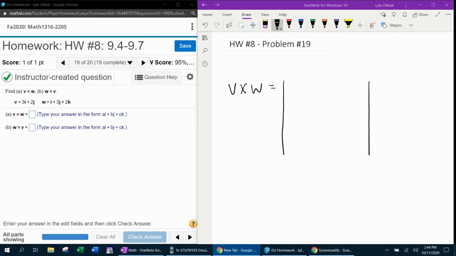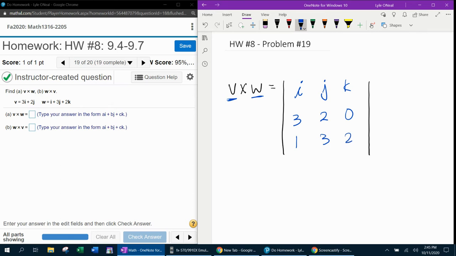So to start with, using determinants, our first row is going to be I, J, and K. Our middle row is going to be vector V because it comes first: 3, 2, and 0. Those are the coefficients of I, J, and K from vector V. And our last row, vector W, the coefficients are 1, 3, and 2.